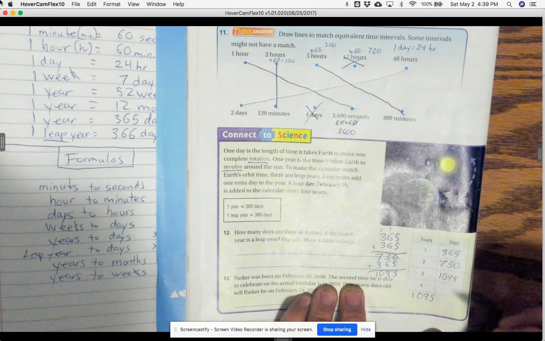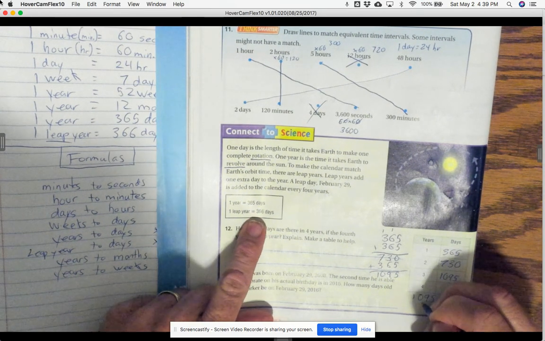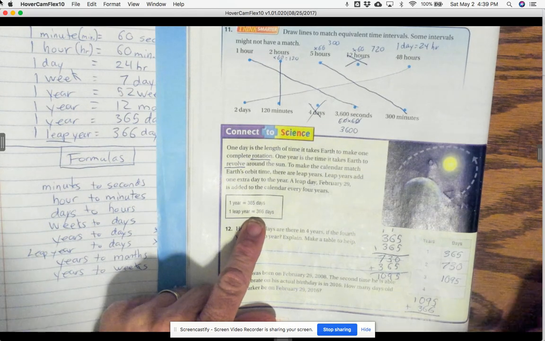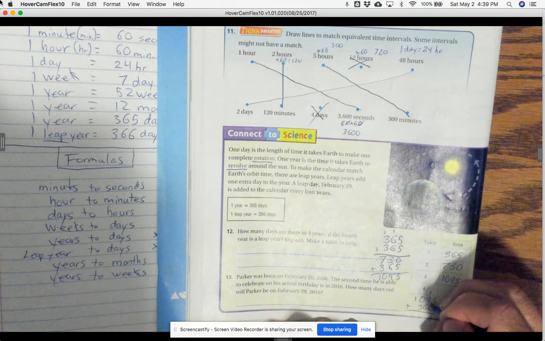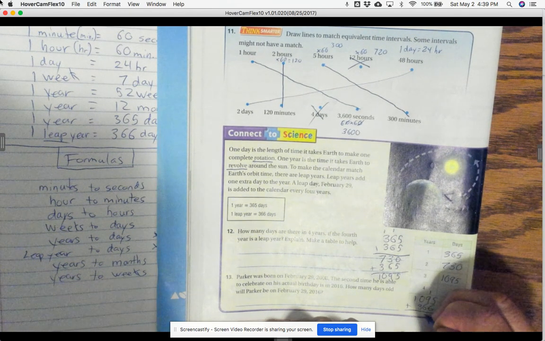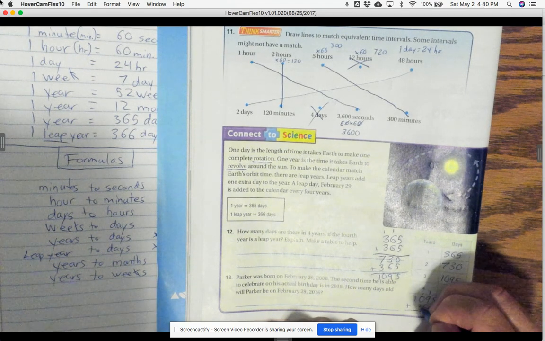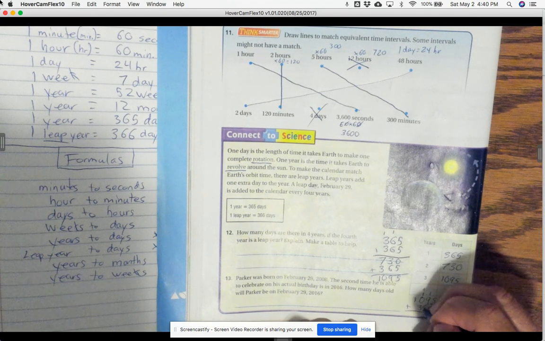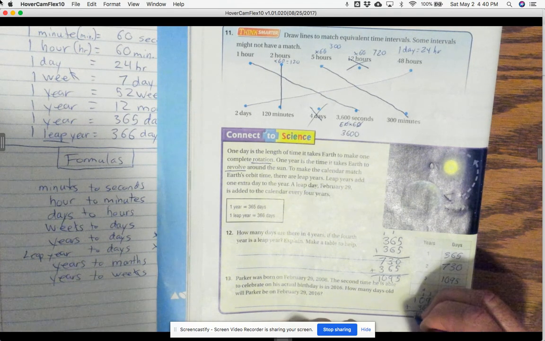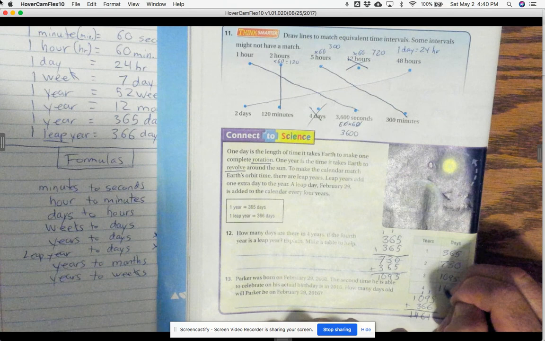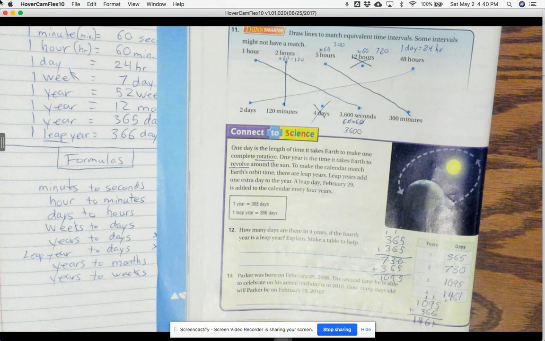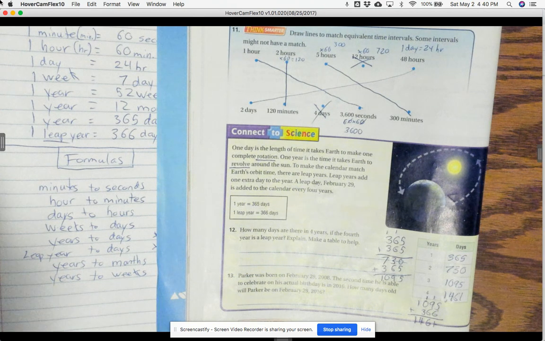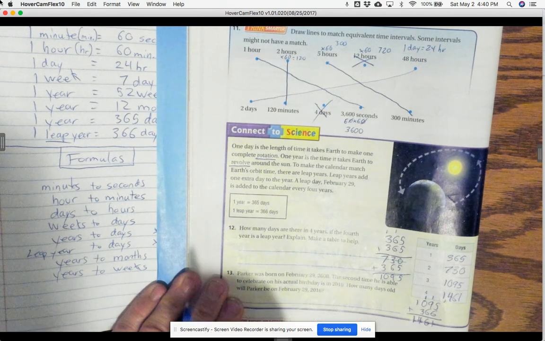So now we're going to do 1,095 plus the leap year, 366 days. 5 plus 6 is 11, regroup the 1, drop the 1. 9 plus 1 is 10, 10 plus 6 is 16, regroup the 1, 6 goes down. 3 plus 1, the 1 that we regrouped, is 4, and nothing to regroup. 1,461 days in 4 years, since one of those years is a leap year. So that answers this question.